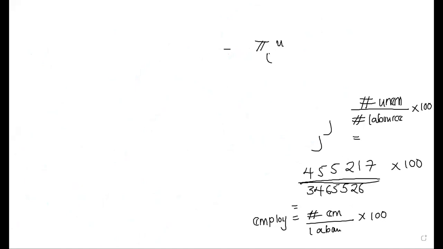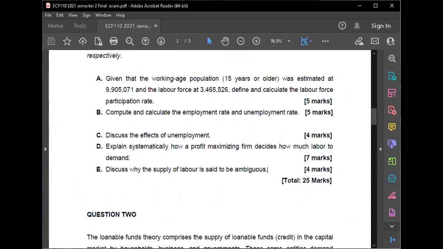Okay. Then I think there's the last one, which says discuss why labor supply is ambiguous. Ambiguous just means it is unpredictable or it is not clear. All right. So why is it not clear?